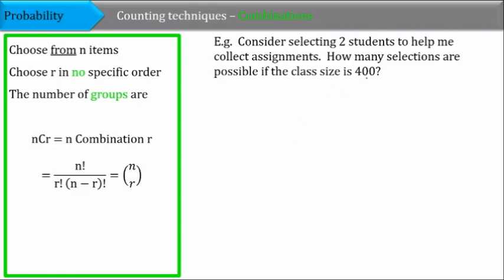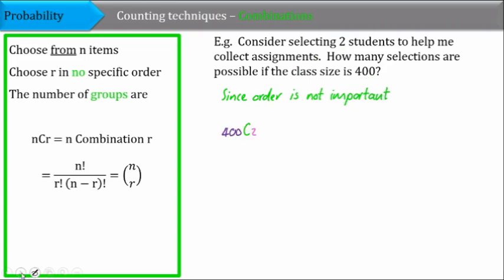Right, let's have a look at another example. These things are best learned through examples. It says here, consider selecting 2 students to help me collect assignments in class. How many selections are possible if the class has 400 students? Now here, there's clearly no distinction between these 2 students. In the previous one we had a class president and a class secretary. Here we only have 2 people that will perform the same task, and that is collecting assignments. So the order in which we select them doesn't matter because they both are equal. They both perform the same task.